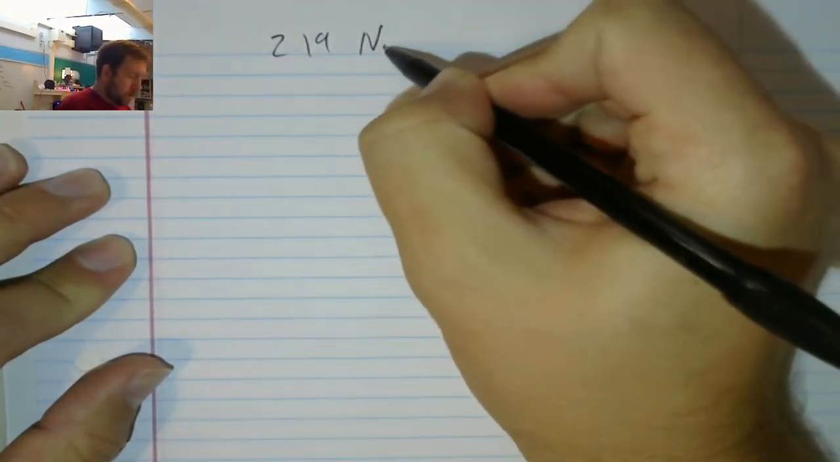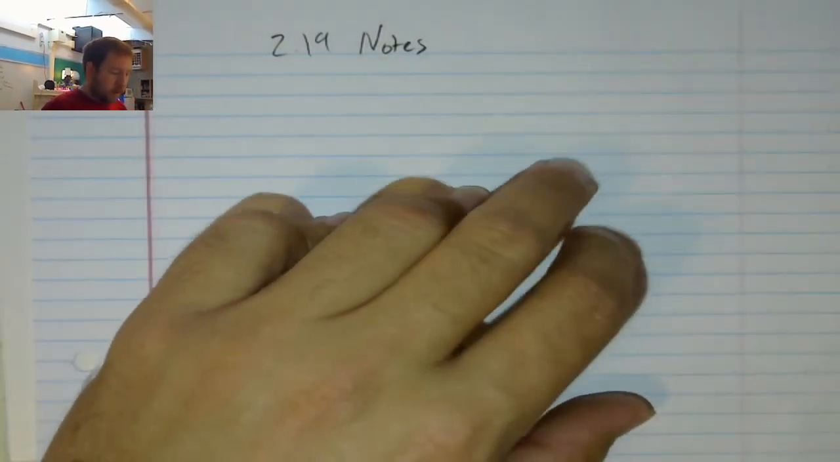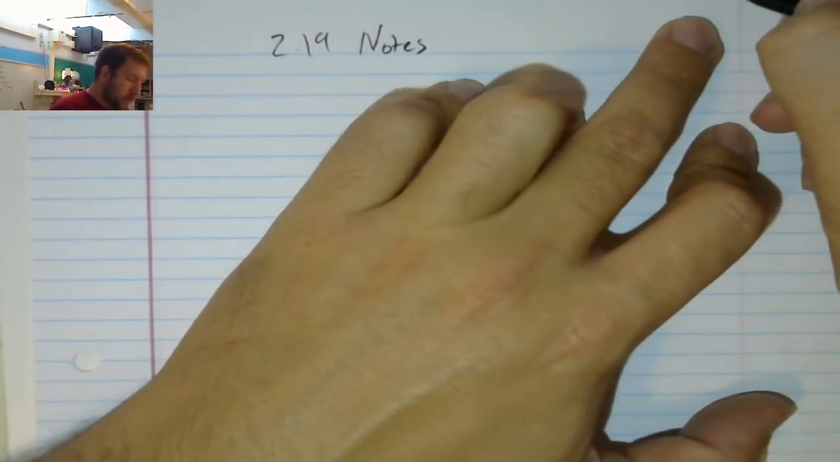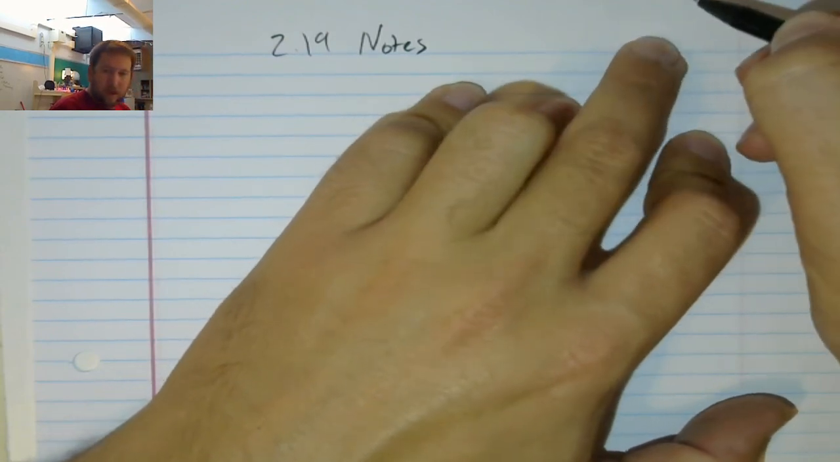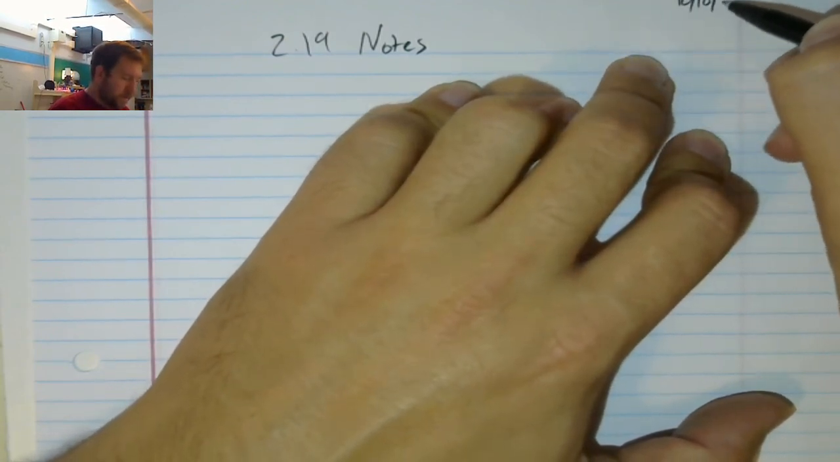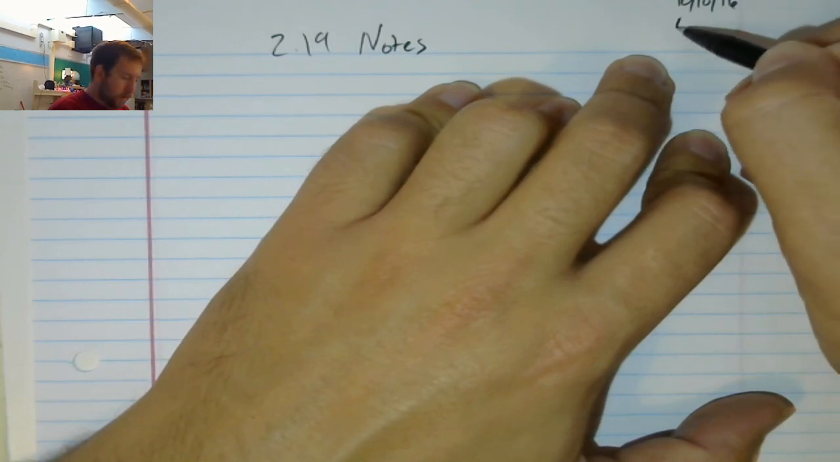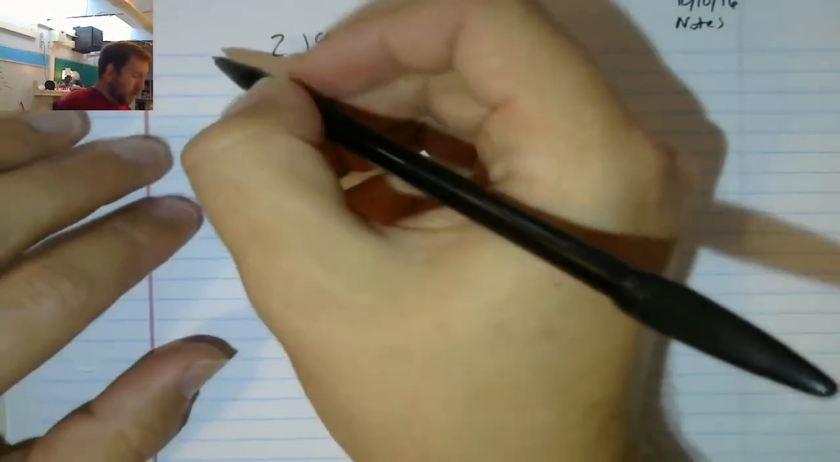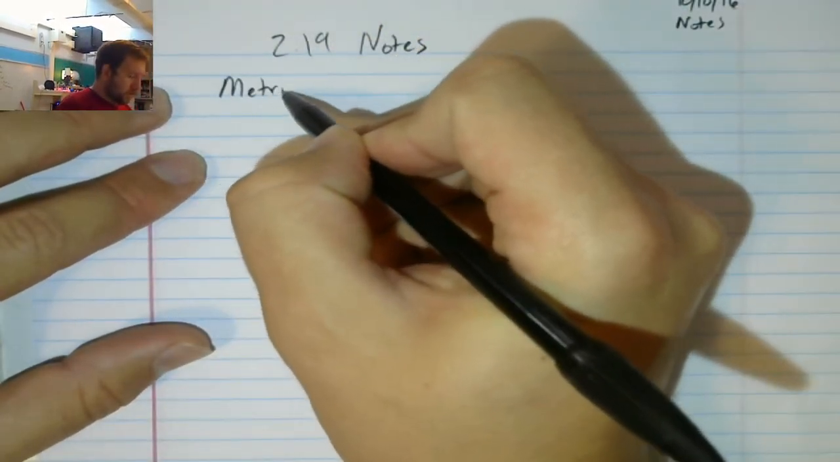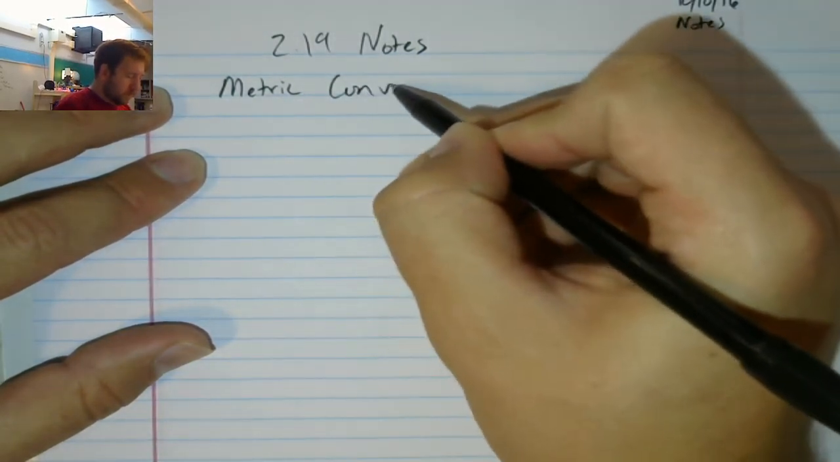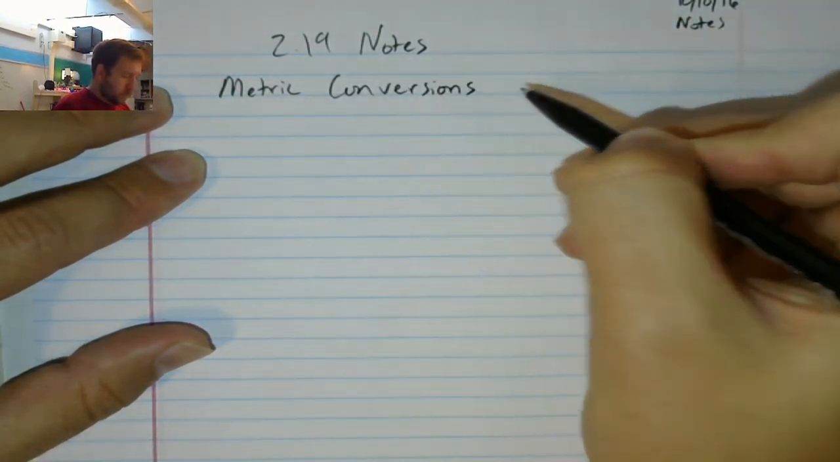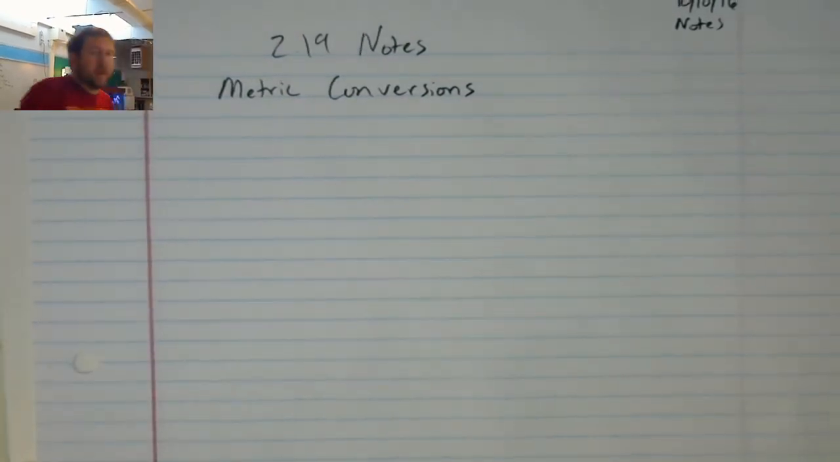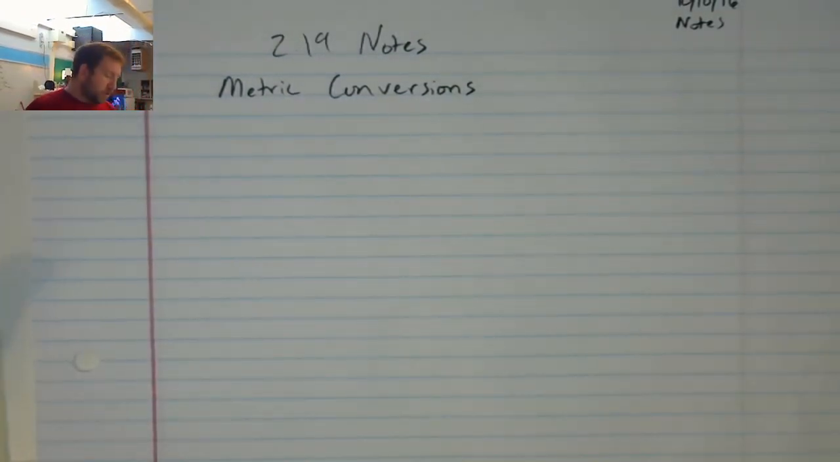Today we are doing 2.19. And we're going to make sure to put our name and stuff at the top in case it gets lost. The date is 10/10. And we are doing notes. And today we are talking about metric conversions. And more specifically, we're going to be talking about how to use the conversion method.